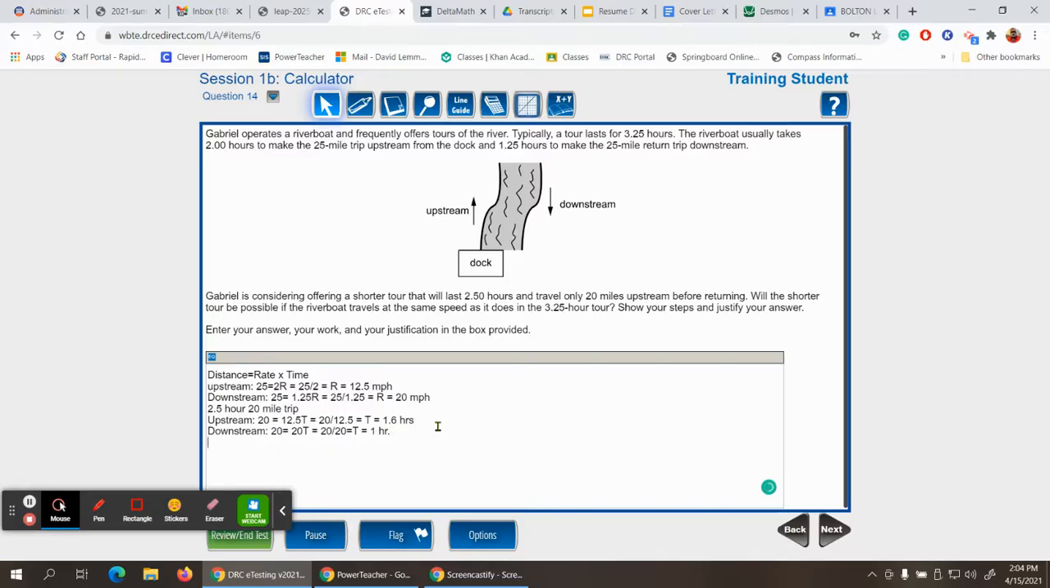Okay, so if I add these up, 1 plus 1.6, I get 2.6 hours, which is greater than the 2.5 hour time frame. So no, the 2.5 hour, 20 mile tour is not possible.